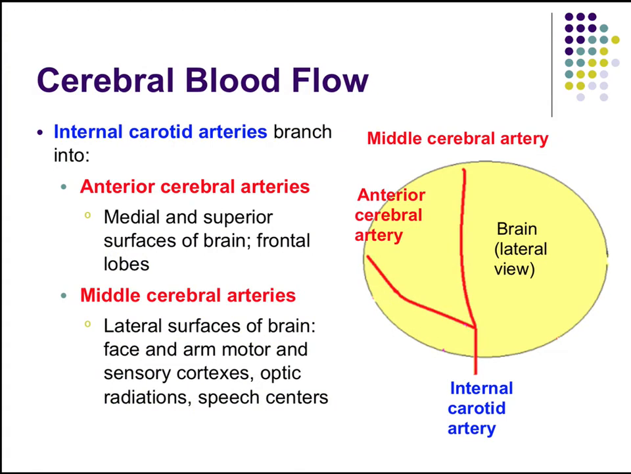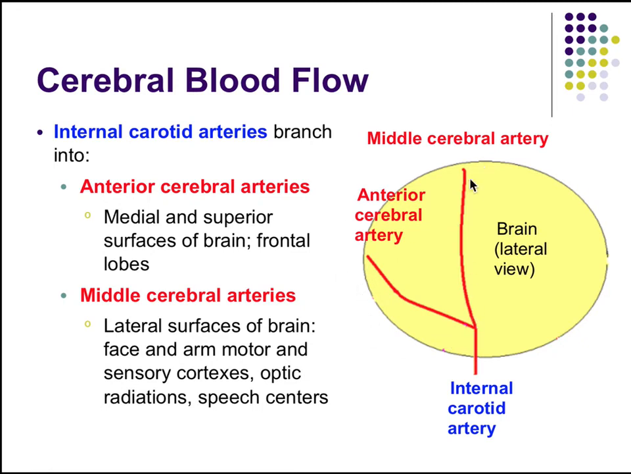So cerebral blood flow. This is a lateral view of our brain. So the front of the face is over here, here's the back, and this is basically the side. We have two internal carotid arteries. There's one on this side, imagine one is on the other side of this screen. They're going to go up to the brain, and each of them will branch into an anterior cerebral artery and a middle cerebral artery. Our two anterior cerebral arteries will feed the anterior portions of our brain, so the frontal lobes, for example, the medial and superior surfaces of the brain.